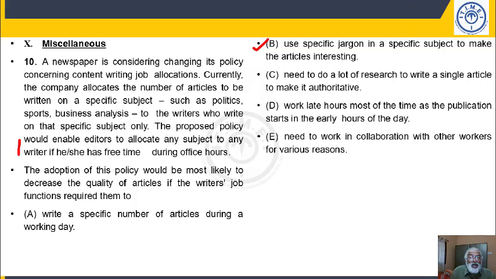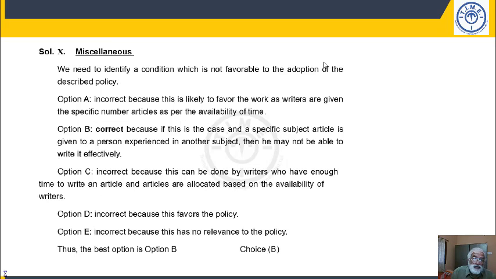So C, you're actually giving them time to do a good job. D, it really doesn't matter because it's not about how much time you give them to work. E is about working with other people. But the point is, B, if they need specific jargon and they don't have it, then the subject is not going to be as interesting as you expect it to be. So B is your answer.